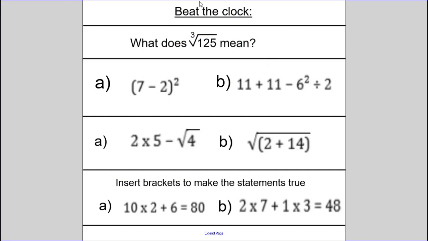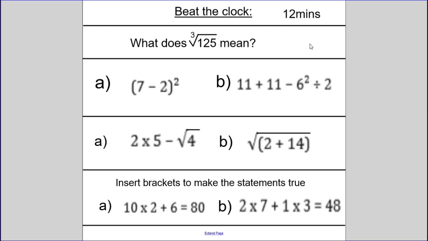Here's our beat the clock for today. Now, first part, you've got a definition, and then after that, you've got various types of questions. Now, for the last part, it says insert brackets to make the statement true. Now, you only need to insert 1 pair of brackets. You don't need to do more than that. For these questions, spend a maximum of 12 minutes and use the help of a timer to time yourself.